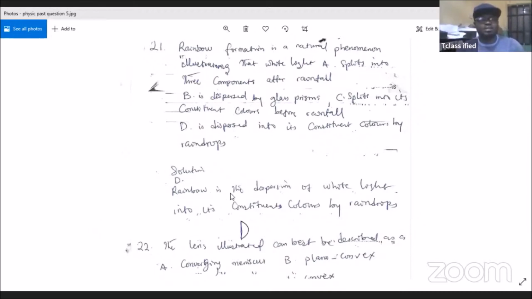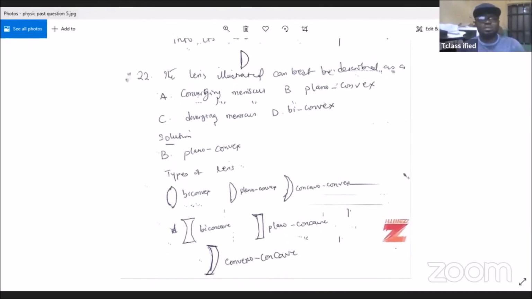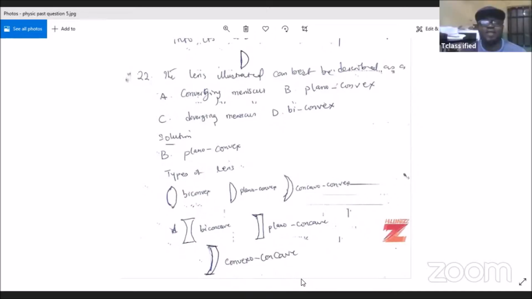Now let's head to number 22. It simply says the lens illustrated by the diagram above can best be described as A, converging meniscus, B, plano-convex, C, diverging meniscus, D, biconvex. So the answer is plano-convex because we simply know the different lenses that we have.